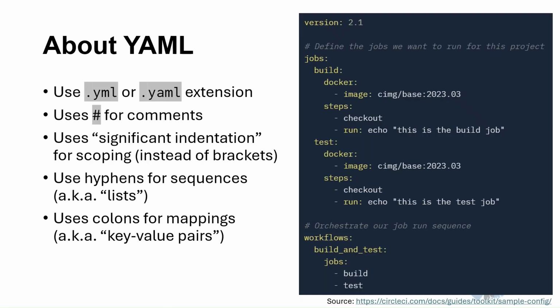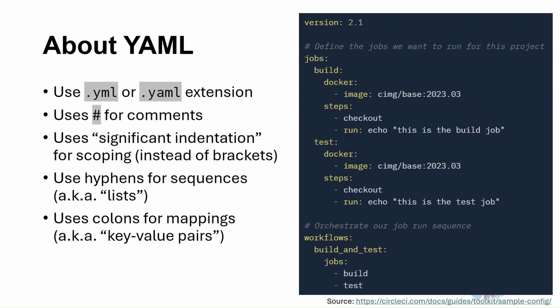Some things you'll notice about YAML. It uses a .yml, which I thought is kind of funny because it's meant to be an alternative to XML. So very close there. It uses a .yml or a .yaml extension. It uses the hashtag or the # for comments. It uses significant indentation for scoping, and what that means is spacing, white space. So you'll notice there's no brackets on here. It's just like Python in that the white space is used to figure out what scope it's inside of.